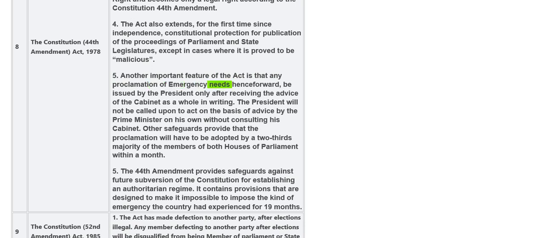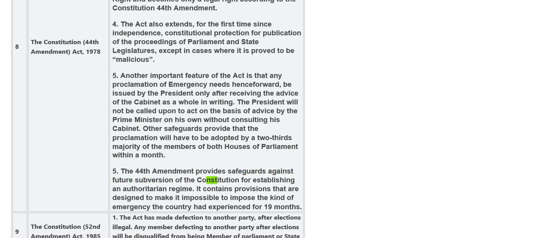5. Another important feature of the Act is that any proclamation of emergency needs henceforward to be issued by the President only after receiving the advice of the Cabinet as a whole in writing. The President will not be called upon to act on the basis of advice by the Prime Minister on his own without consulting his Cabinet. Other safeguards provide that the proclamation will have to be adopted by a two-thirds majority of the members of both Houses of Parliament within a month.